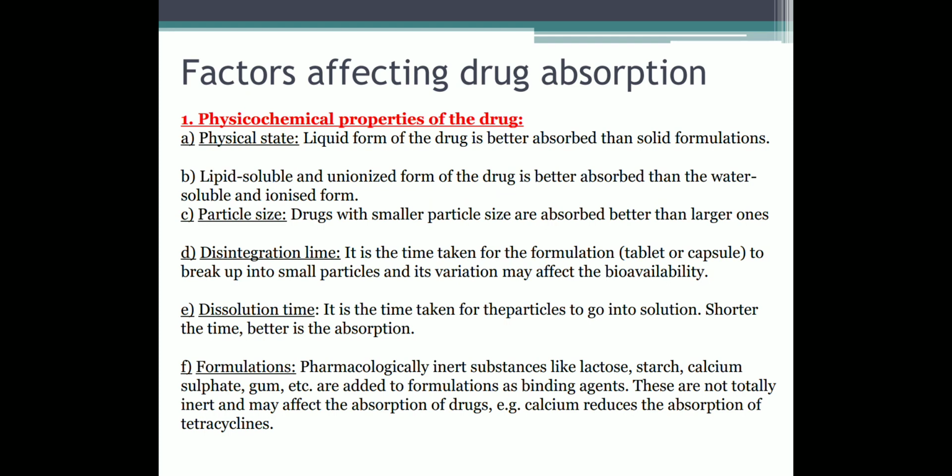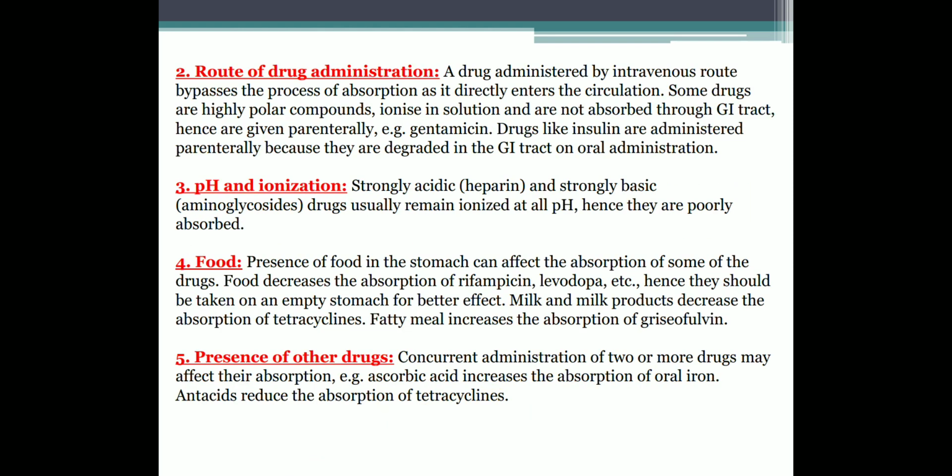Pharmacologically inert substances like lactose, starch, calcium sulfate, gum, etc. are added to the formulation as a binding agent. These are not totally inert and may affect the absorption of the drug. For example, calcium reduces the absorption of tetracycline. Now, the second factor is the route of drug administration.